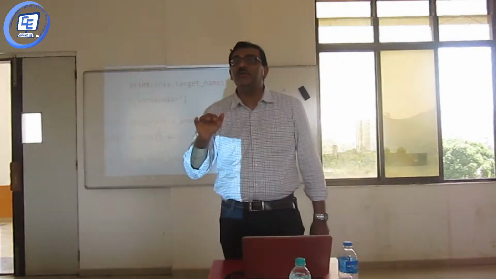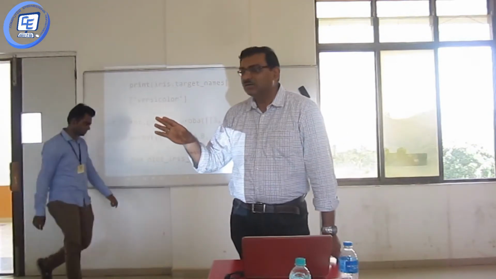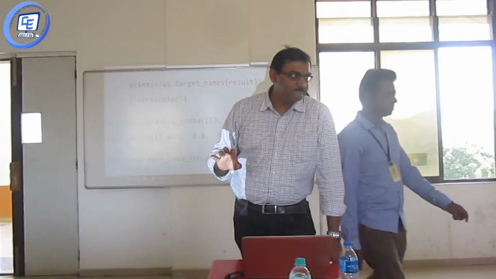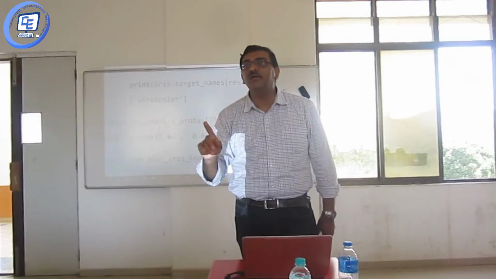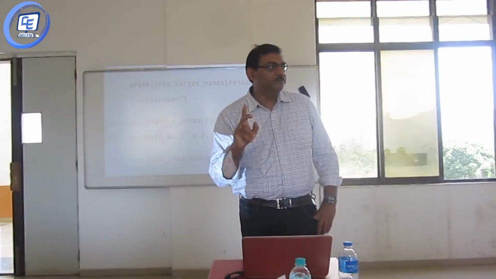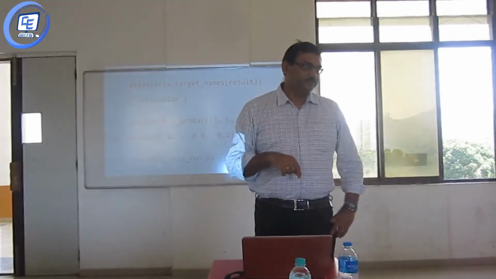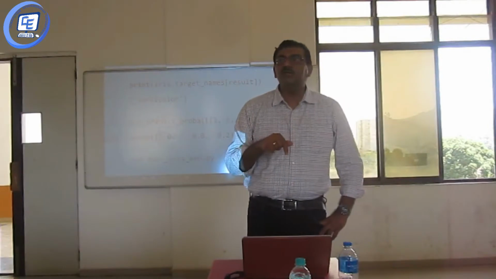It is only 80% confident that it is versicolor. It thinks 20% that it is virginica. That is the interpretation here. It is not 100% confident. So, if you are doing research in machine learning, this concept is very, very important.